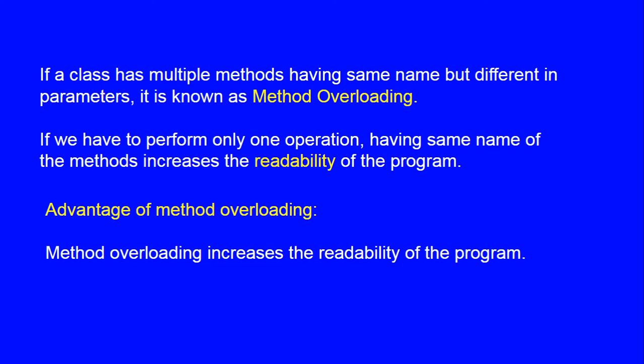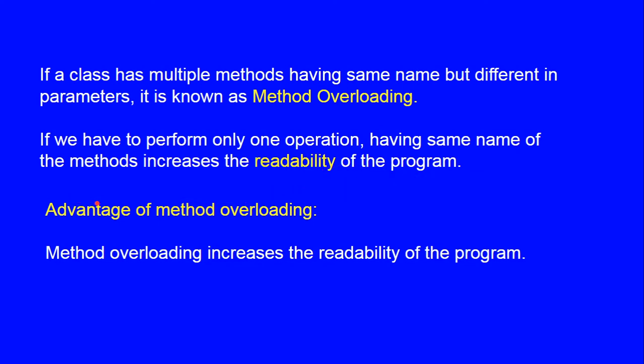method overloading. If you have to perform only one operation, having the same name for the methods increases the readability of the program. For example, suppose you are going to do only the addition operation, but the addition happens between floating point numbers or integer numbers or odd numbers or prime numbers, whatever it may be. So the process is addition, but maybe of different types of numbers or different numbers of numbers. That is the meaning of saying same name of the method but different parameters. By doing this, it can increase the readability of the program.